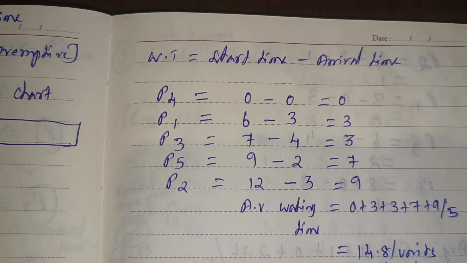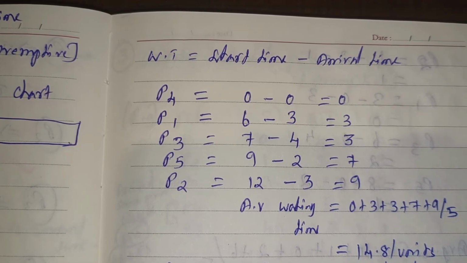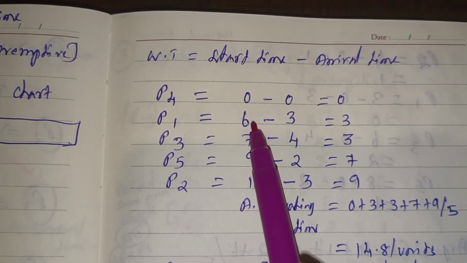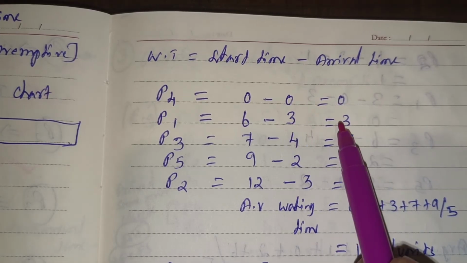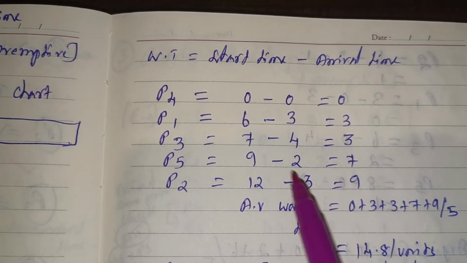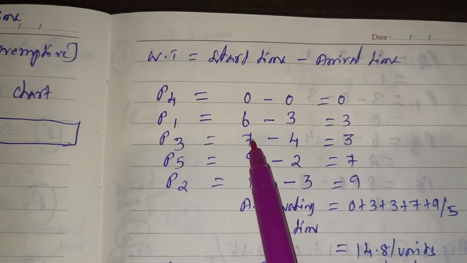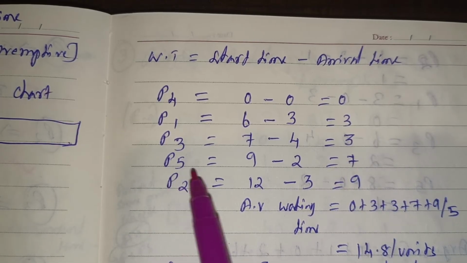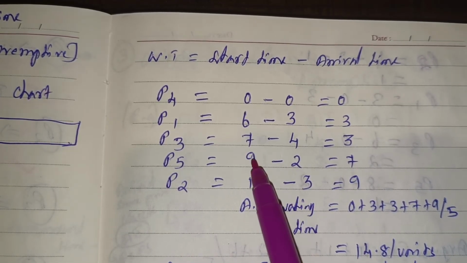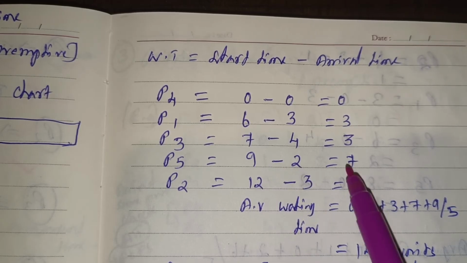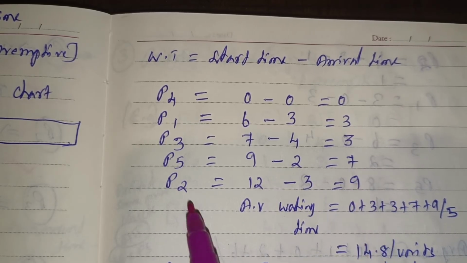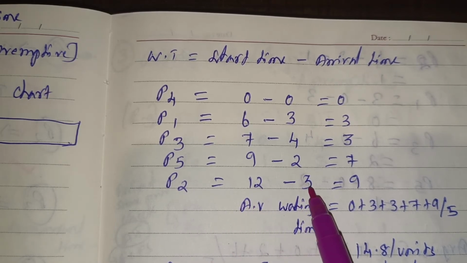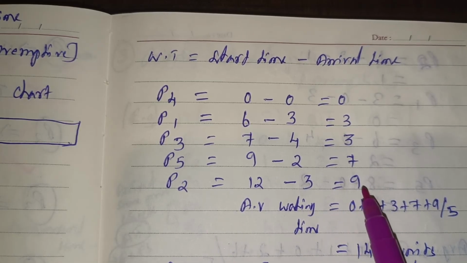Sorry, it shows how long each process is waiting, in minutes or seconds, based on the CPU structure. So P1 comes at 6. The start time for P1 is 6, you can check the Gantt chart, and its arrival time is 3. So it is waiting for 3 seconds or minutes. P3's start time is 7 and its arrival time is 4, so P3 is waiting for 3 seconds. P5 starts at 9 and its arrival time is 2, so the total waiting time is 7. P2 starts at 12 and its arrival time is 3, so P2 is waiting for 9 seconds.